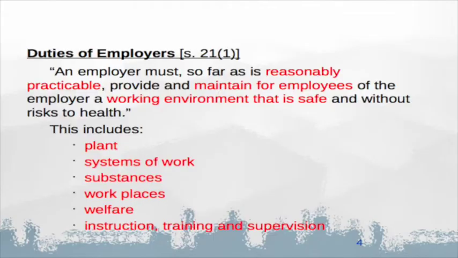That's what that is. The employer must, so far as reasonably practical, and there are 5 parts of it, but it's within reason, provide and maintain for employees of the employer, contractors, subcontractors, direct employees, all of that arrangement, a working environment that's safe without risk. And working environment has these things in place. Plant is the equipment you use. That has to be safe.